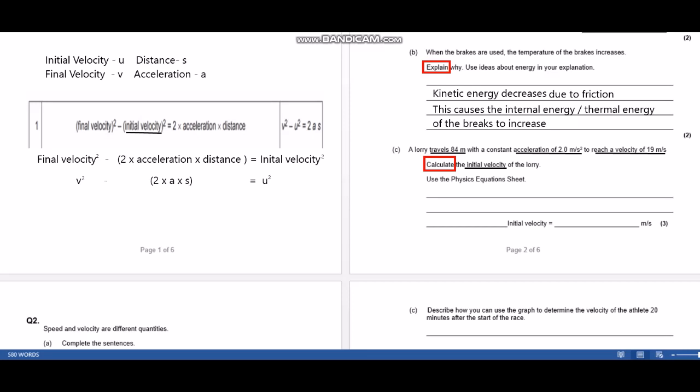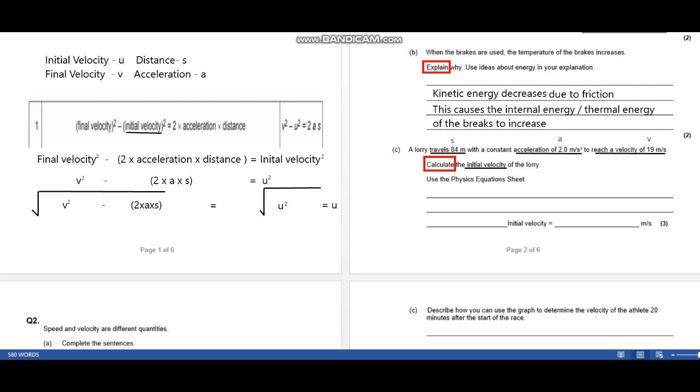But at the moment, we've still got initial velocity squared. So what we're going to have to do to both sides is square root it. So the square root of v squared take away 2 times acceleration times the distance. So remember, this v is still squared, and that equals the square root of u squared. The square root of u squared is just u. So now we've got the equation in the right format. All we need to do is plug in the numbers.